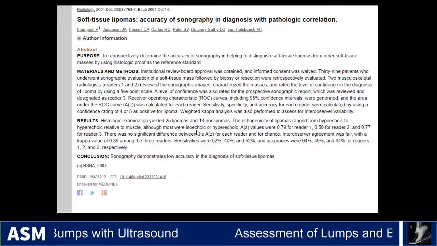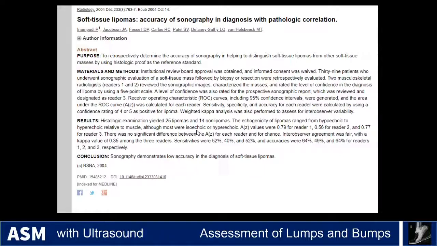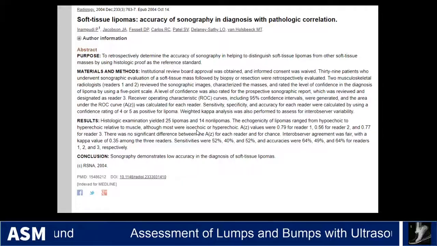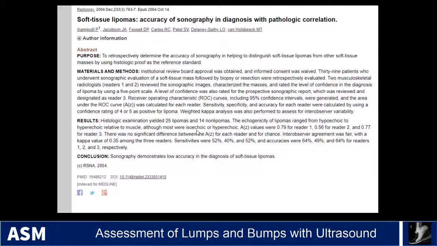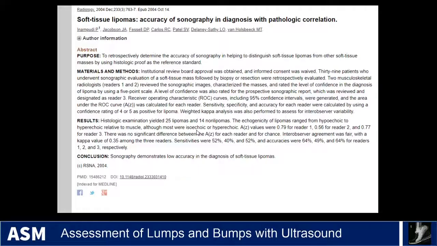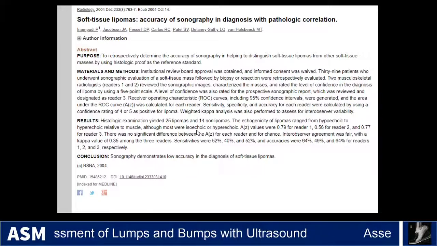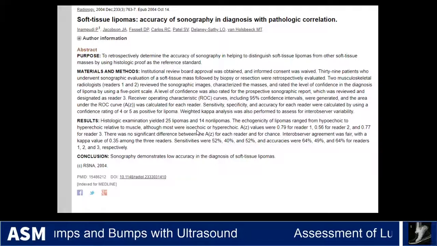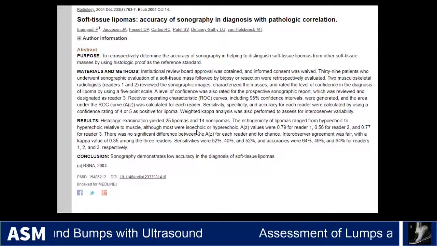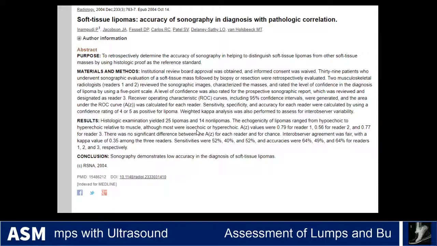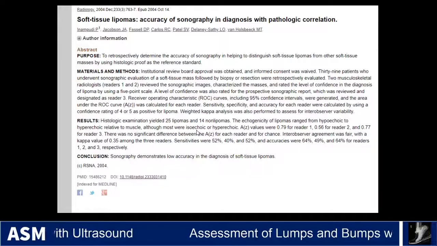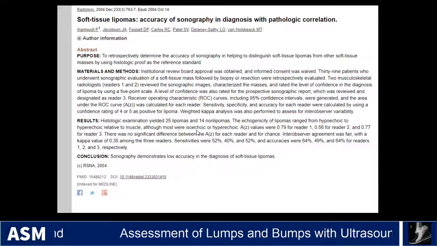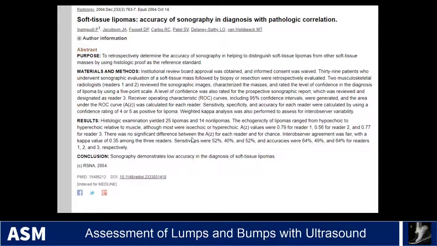Reviewer 1 said that 20% were hyperechoic, 60% were isoechoic, and 20% were hypoechoic. Reviewer 2 said that 52% were hyperechoic, 28% were isoechoic, and again, 20% were hypoechoic. So there was a significant discrepancy between reviewers 1 and 2 in terms of hyperechoic and isoechoic. For the hypoechoic, they seem to not have as much of an issue and agreed more there. In this series, 76% were reported, at least by one of the reviewers, to be superficial in location.